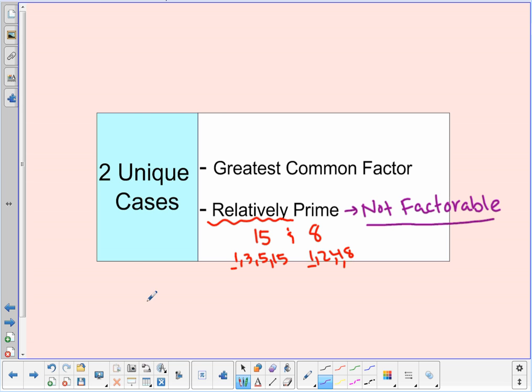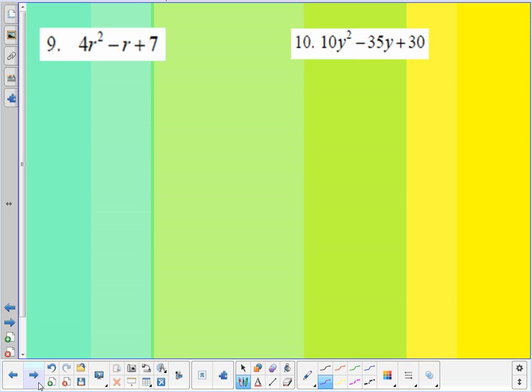Okay, so let's take a look at number 9. In number 9, I have 4r squared minus r plus 7. I have no GCF to take out, so I'm just going to start by setting up the factor x. When I set up the factor x, this is my a, this is my c, so 4 times 7 is 28. The middle term is going to be a negative 1. There's a 1 in front of that r there.